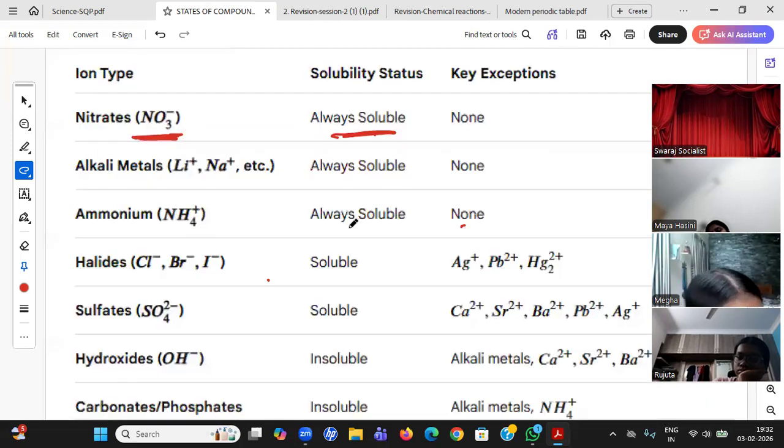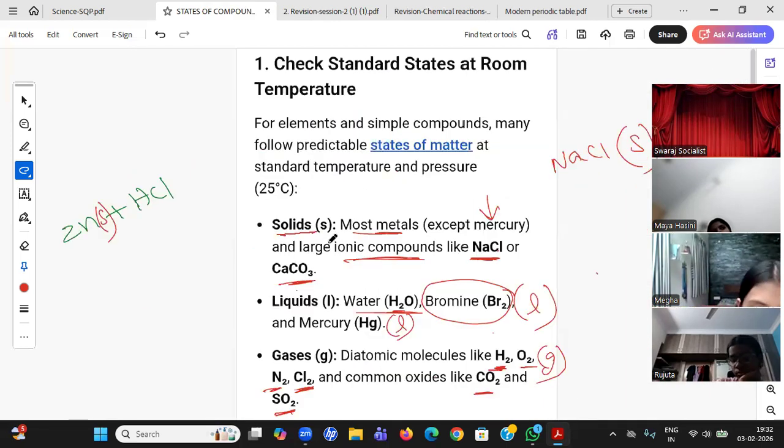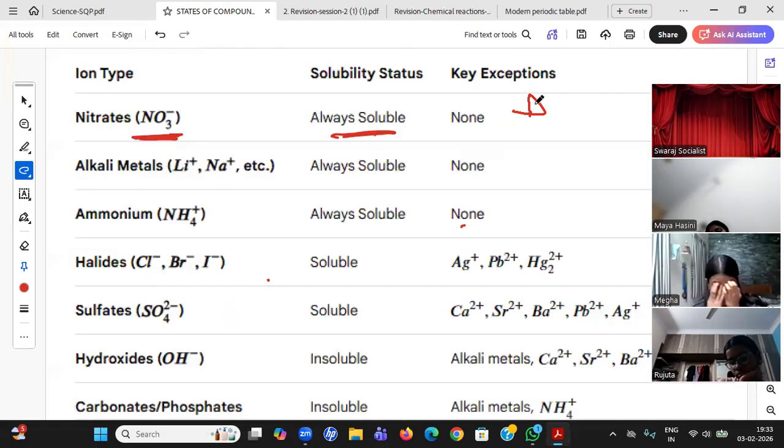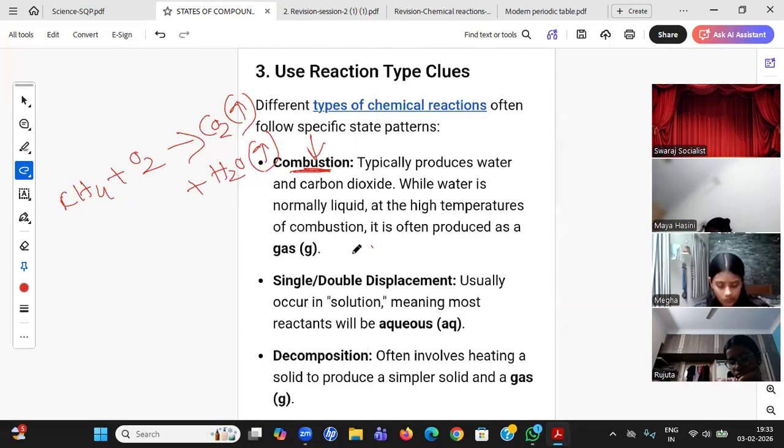So what did I say, students? First of all, try to see whether it is a metal, non-metal or ionic compound. With that, you will get some trick. And if you are able to use solubility rules, that will be 100% absolutely fine. If you are still not able to find out by these rules, see the type of reaction: combustion, always you will be getting gases.